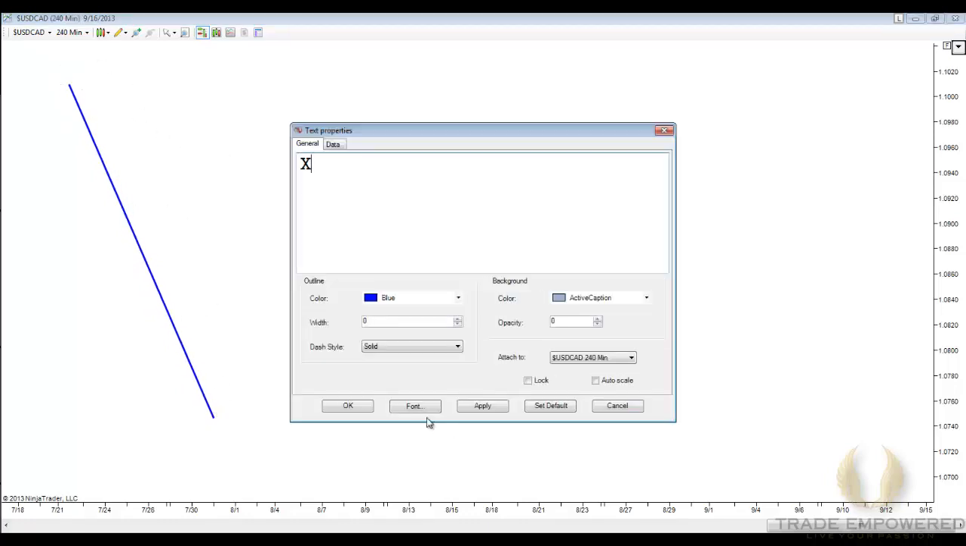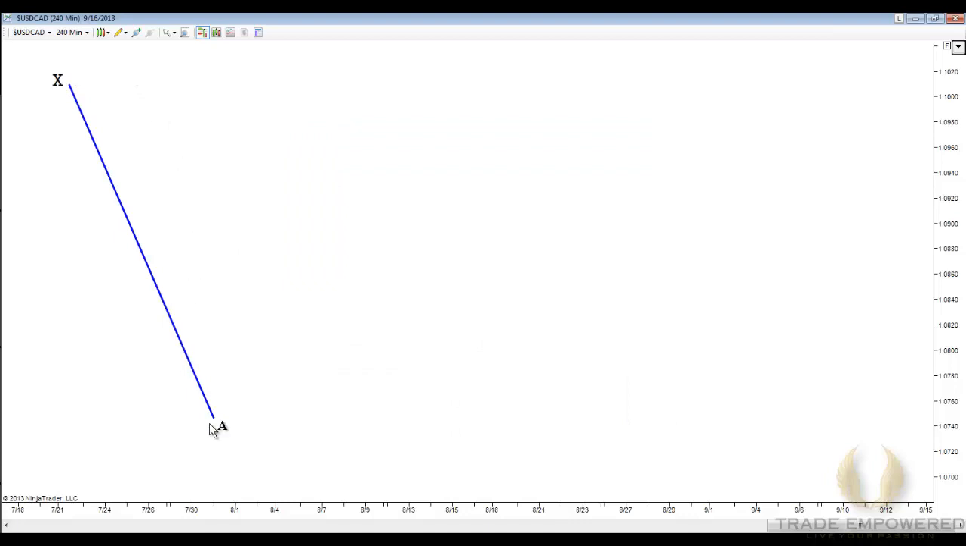Okay, so now let's take a look and draw out the bat pattern step by step. Like any other advanced pattern, it all starts with an impulse or an anchor leg. So we're looking at a swing high to a swing low in this case. This is going to end up being our X to our A leg.